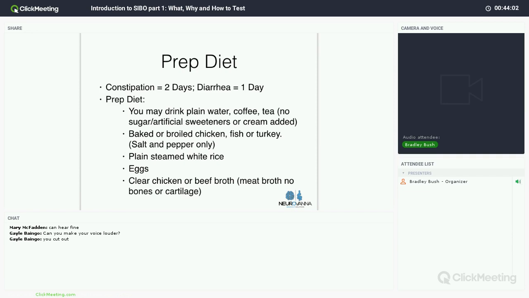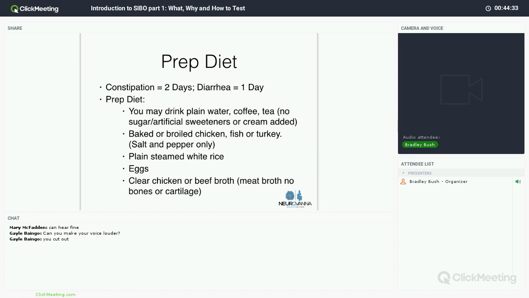Baked or broiled chicken, fish, or turkey, salt and pepper only, plain steamed white rice, eggs, and if you want, you could have a broth, but it has to be a meat broth, not made of any bones, not made of any cartilage. It can't be a yummy good bone broth. It has to be just a clear broth. So we oftentimes tell our patients to throw a piece of chicken breast in a slow cooker, let it cook overnight, and that clear liquid can be used then.